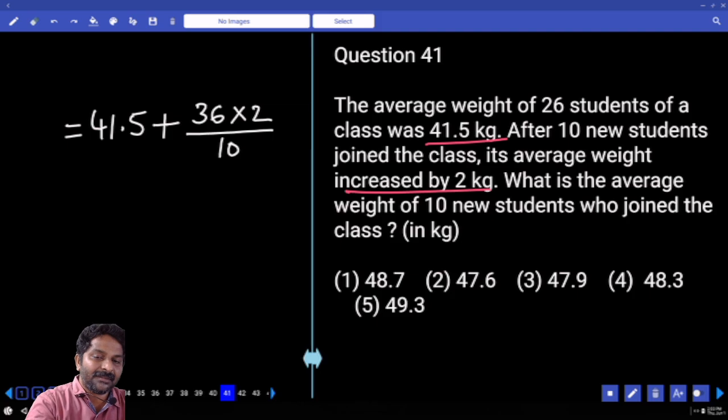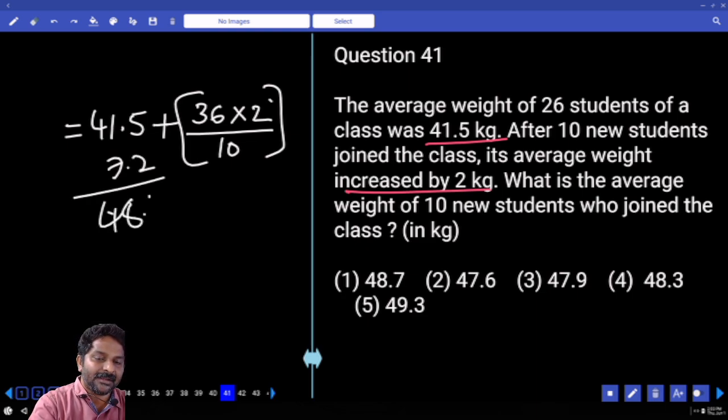10 people, divided by 10. 72 by 10, 7.2 added to 41.5. Answer: 48.7.